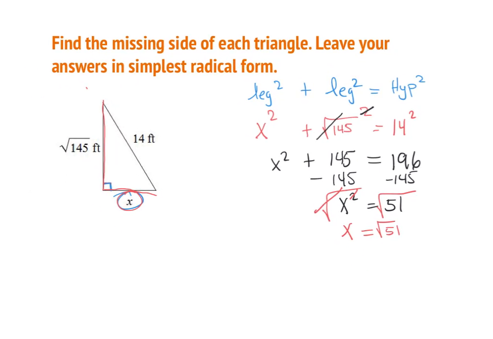Remember, we want to leave our answers in simplest form. So this is where the previous lesson comes in on simplifying radicals. I will divide 51 by a perfect square to see if I can simplify this. However, as you try to simplify this radical by dividing by perfect squares, you would see that there is no perfect square I can divide by. So this is already the simplest form.